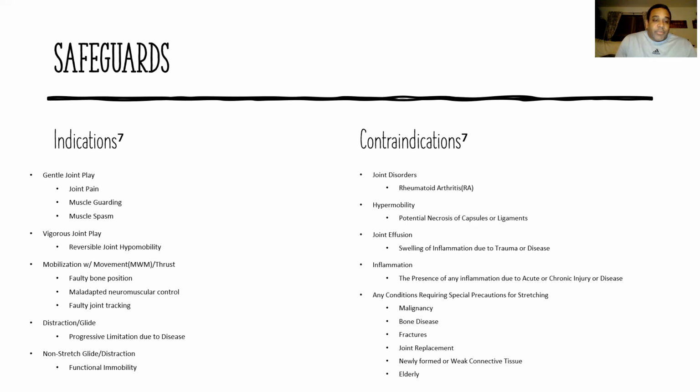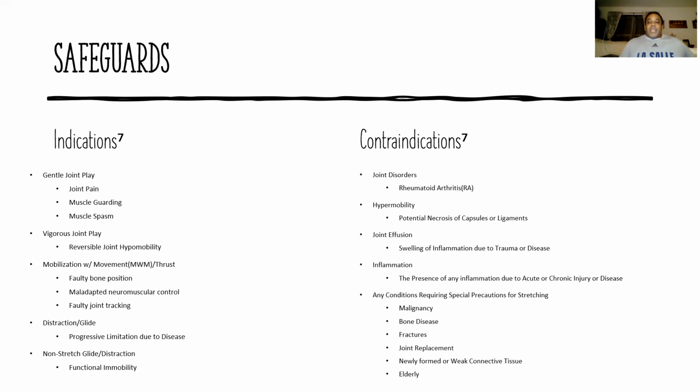Distractions and glides for any progressive limitations due to any kind of diseases, and then non-stretch glides or distractions for functional immobility. So if someone's been immobilized for a long period of time in a boot or a knee immobilizer, then you want to use those to help get that range of motion back.